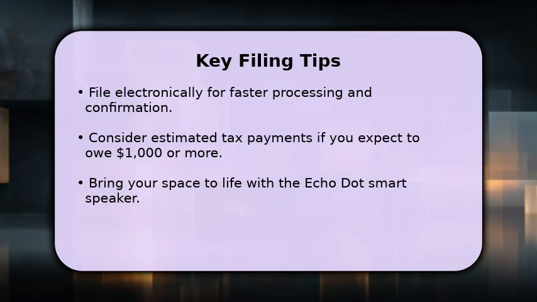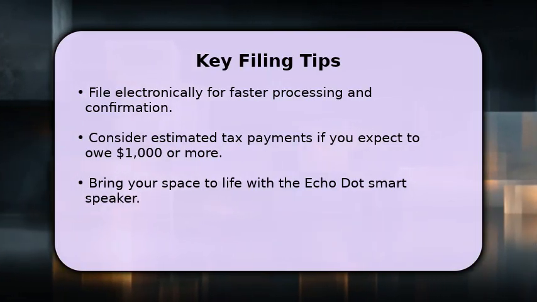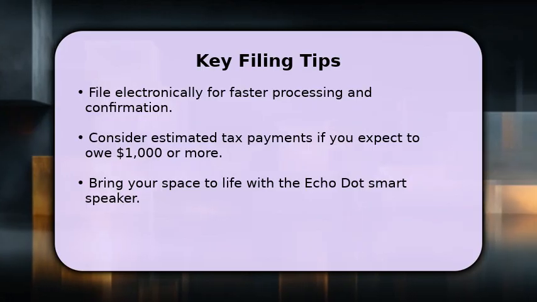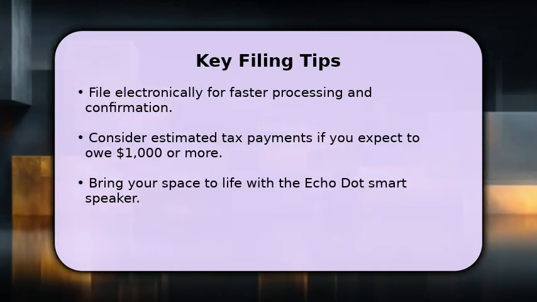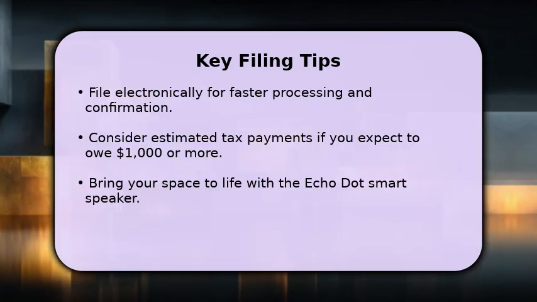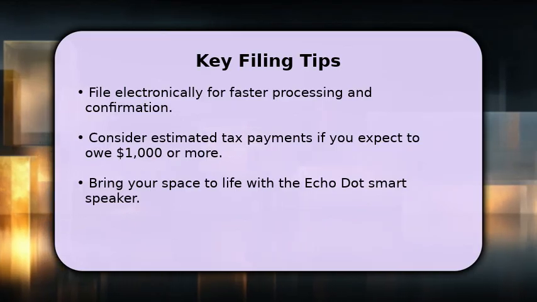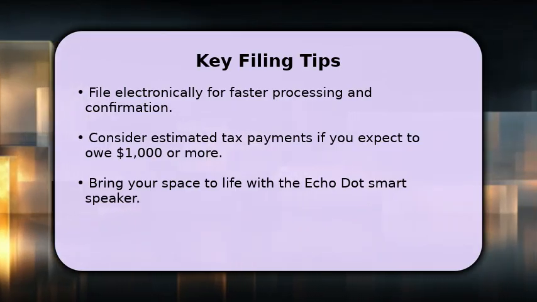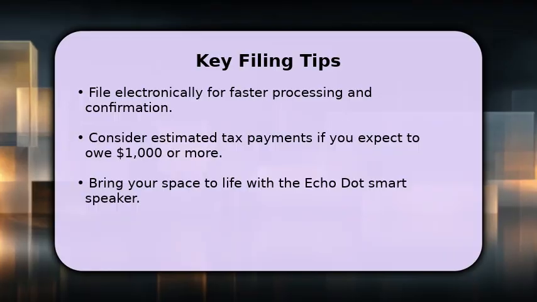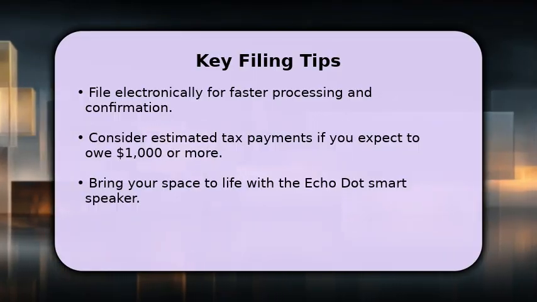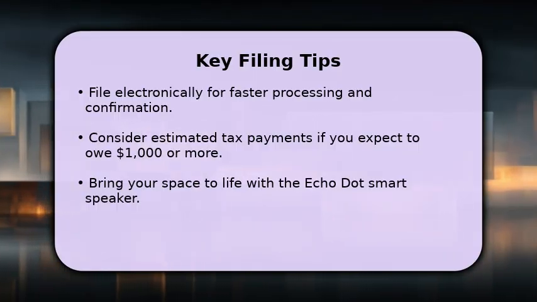To ensure a smooth filing process, consider filing electronically. This often leads to faster processing and provides immediate confirmation that your return was received. If you anticipate owing $1,000 or more in taxes, especially from 1099 income, remember to make estimated tax payments quarterly.